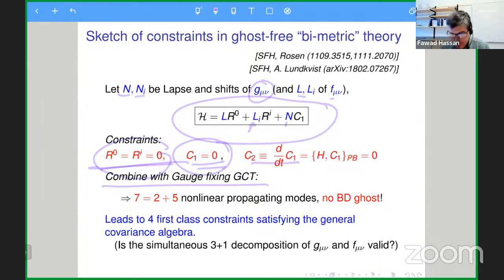Now, as you can see, in order to prove that there was no ghost in this theory, we have done a 3+1 space-time decomposition for the metrics g and f, and we have assumed that both metrics g and f have the same notion of space and time, and that is not given. So the question is, is this valid or not? Can one have simultaneous 3+1 decompositions for the metrics g and f? The answer is yes, and I will come to that later. That's a very important aspect of the theory, but a priori, you can ask that question.